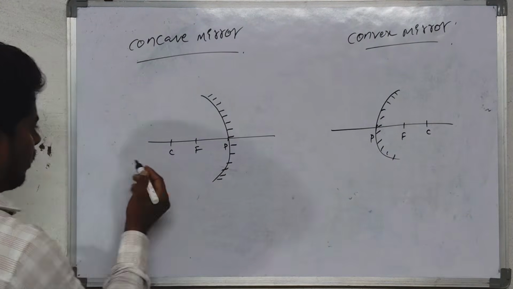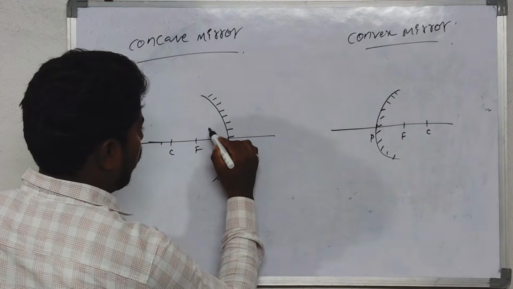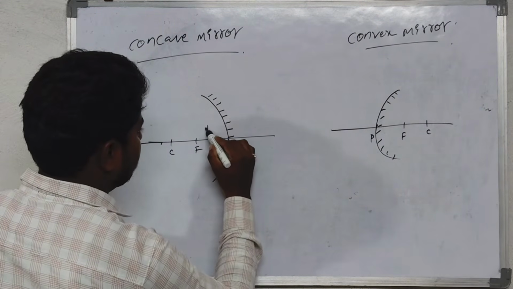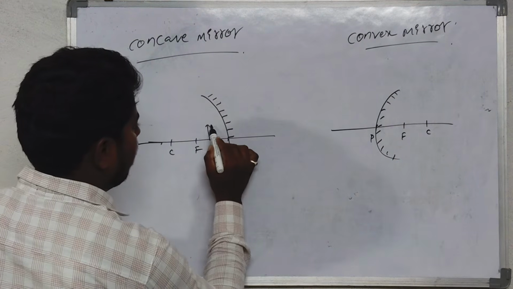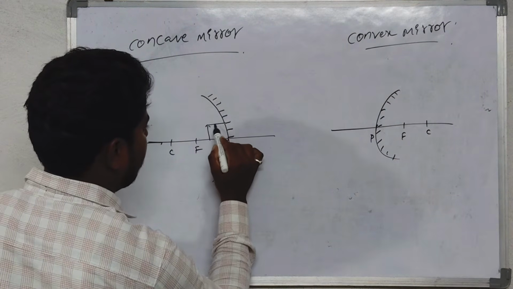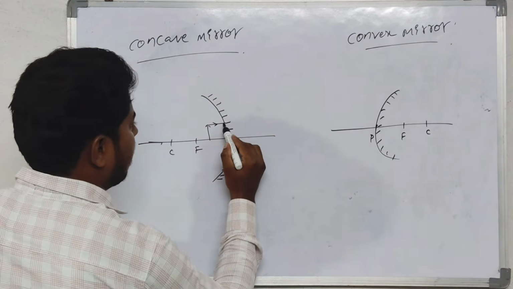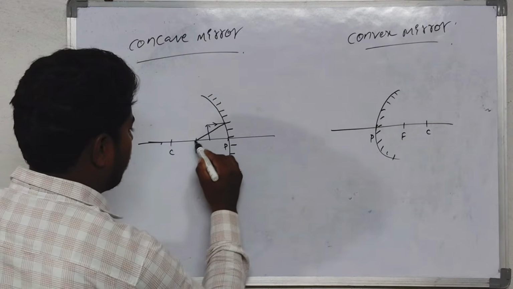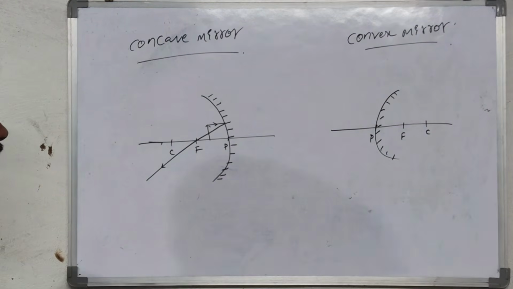So when the object is placed between pole and focus, we can use the first rule. A ray of light parallel to the principal axis strikes the mirror. After reflection, the reflected ray passes through the focus. This is the reflected ray.